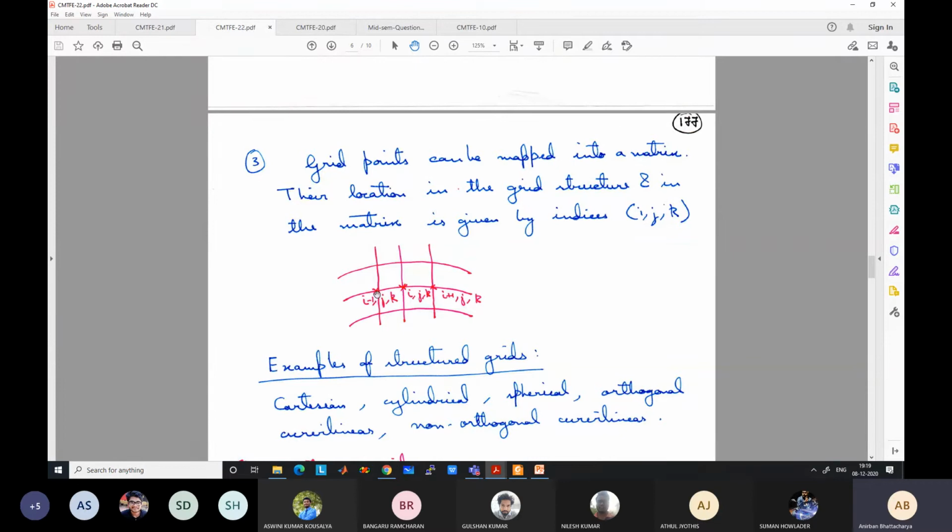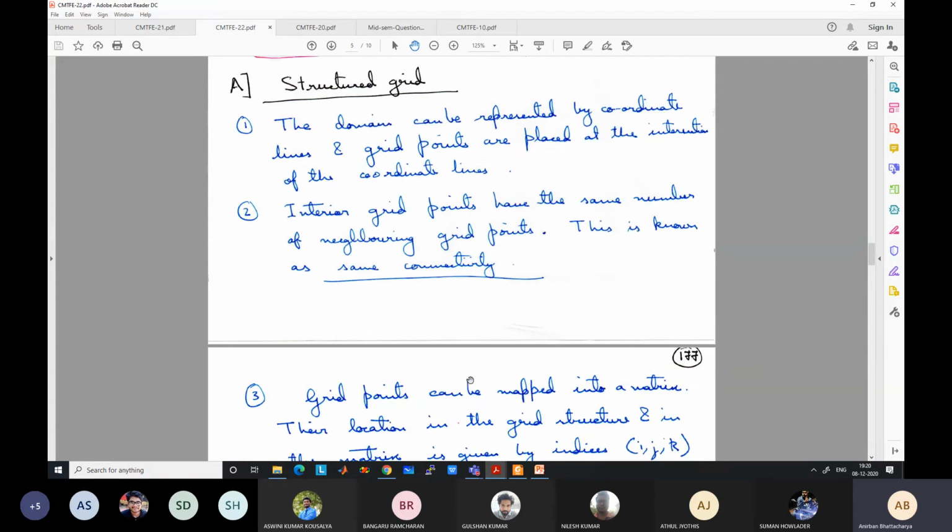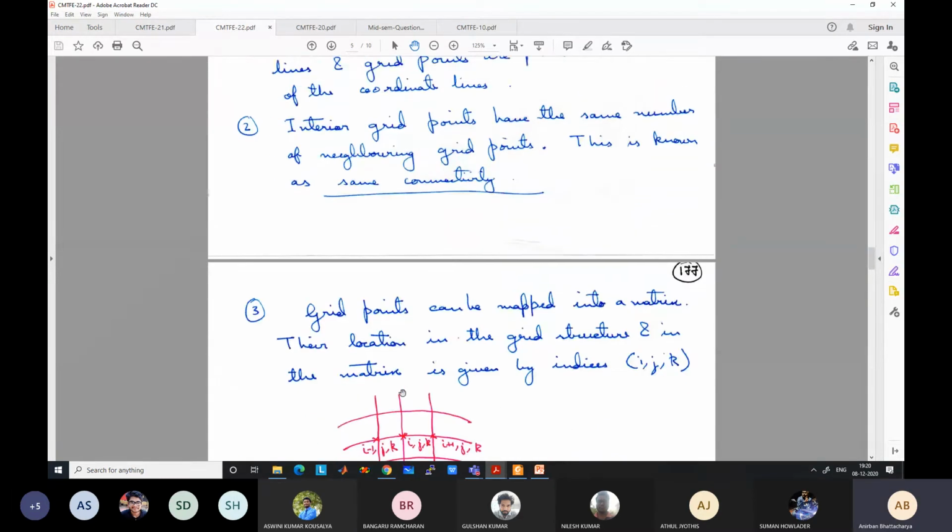For example, here if I is 10, this one is I equal to 11, then I equal to 12, and J can be 8. So the next row will be I 10, J 9; I 11, J 9; I 12, J 9. So in terms of subscripts, we can define each grid point, with an X, Y, Z coordinate or an R, theta coordinate or some other coordinate. These indices move along the coordinate lines, and the coordinate lines follow a certain direction. So the domain can be represented by coordinate lines, and grid points are placed at the intersections of the coordinate lines, as shown here.